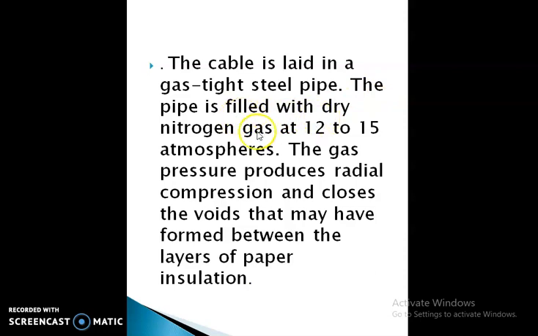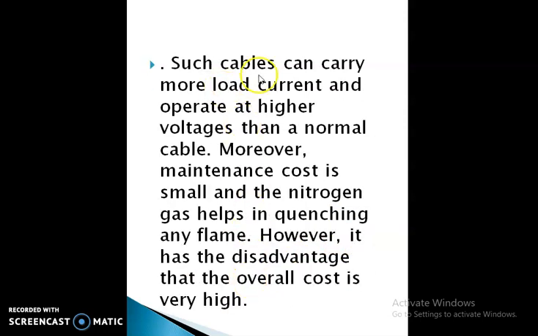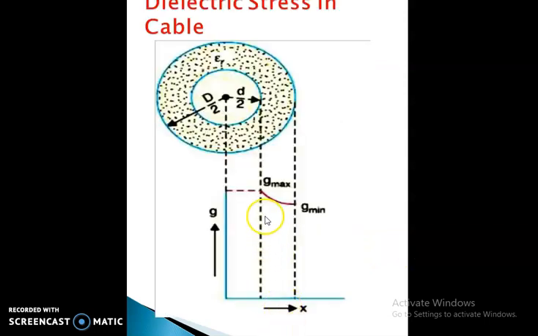The pipe is filled with dry nitrogen gas at 12 to 15 atmospheres. The gas pressure produces a radial compression and closes the voids that may have formed between the layers of paper insulation. Such cables can carry more load currents and operate at higher voltages than normal cables. Moreover, the maintenance cost is small and the nitrogen gas helps in quenching any flame. However, it has the disadvantage that overall cost is very high.